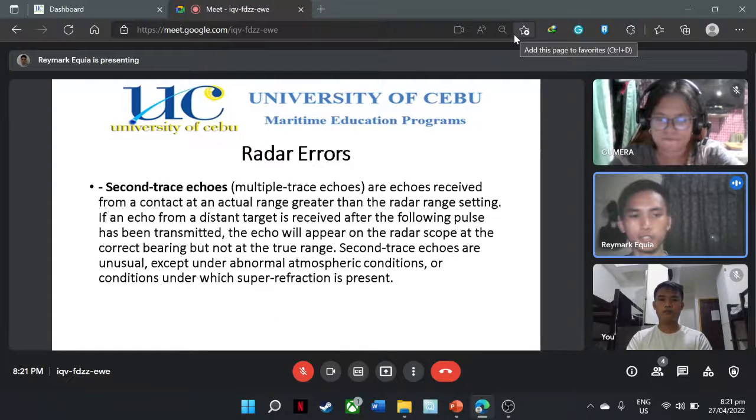Next, radar errors is second trace echo. All the multiple trace echoes are echoes received from a contact at an actual range greater than the radar range setting. If an echo from a distant target is received after the following pulse has been transmitted, the echo will appear on the radar scope at the correct bearing but not at the true range. Second trace echoes are unusual except under abnormal atmospheric condition or condition under which superrefraction is present.